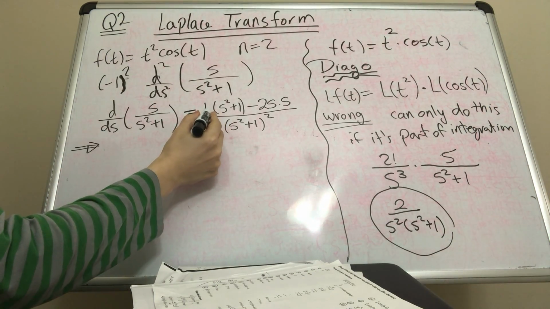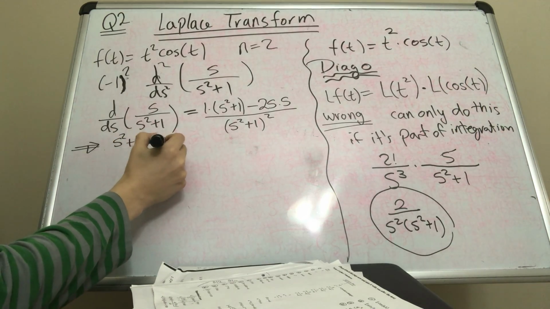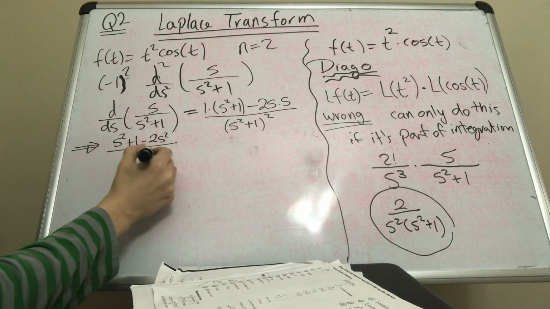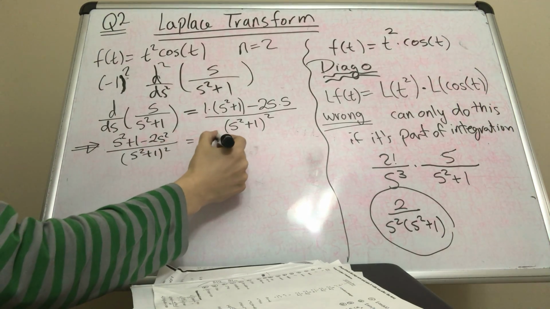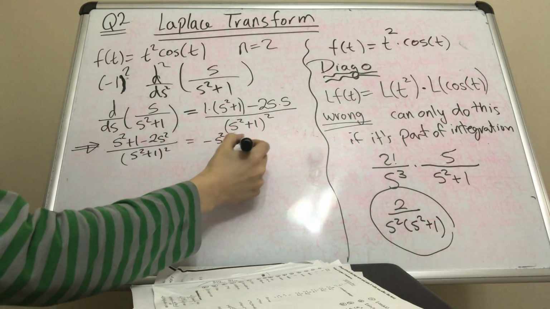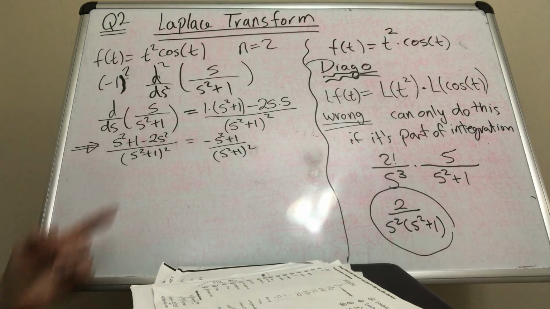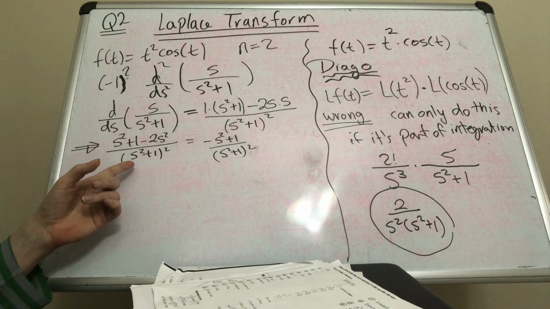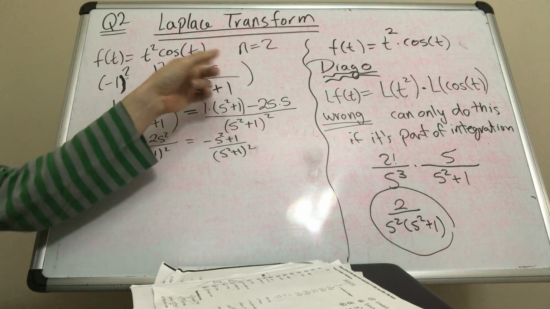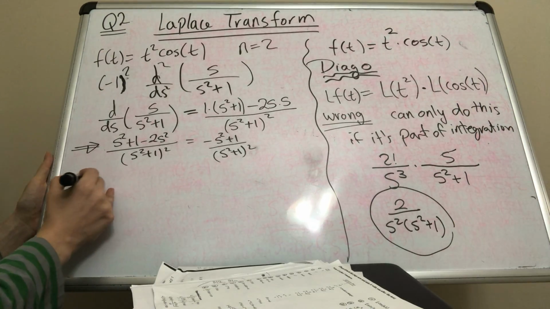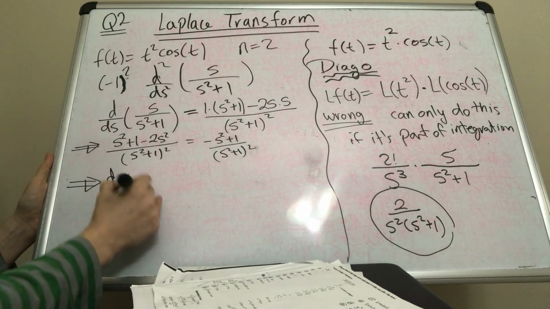So this is like s squared plus 1 minus 2s squared. This is like negative s squared plus 1 over s squared plus 1 squared. This is the first derivative. I still need to take the derivative of this to get to the second derivative. So now we need the derivative of this.